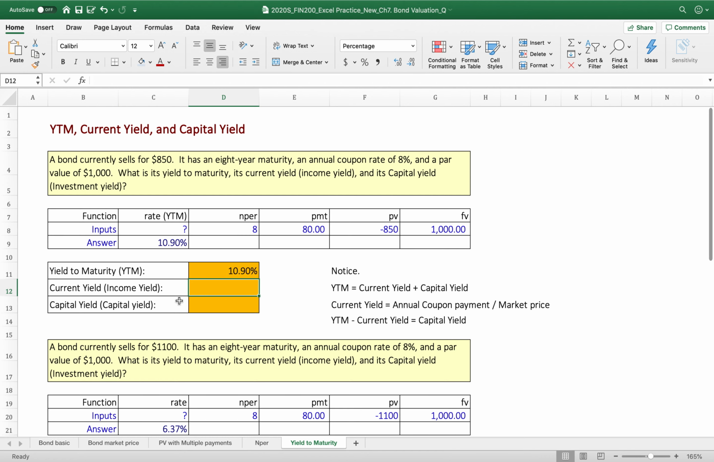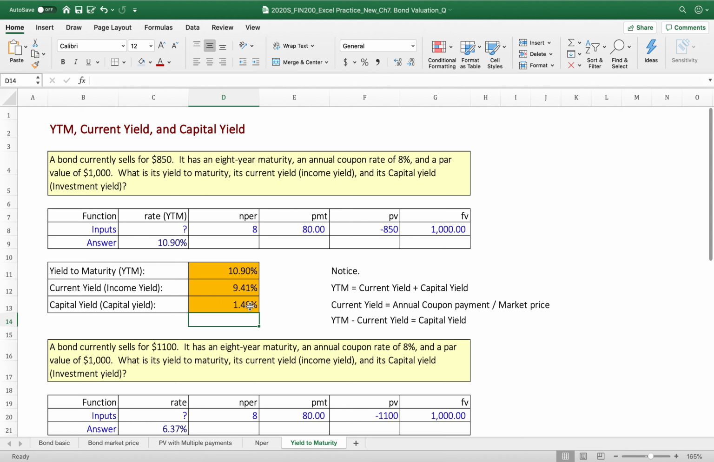10.9%. And then the current yield. How do you get the current yield? The current yield is the coupon amount, which is fixed, divided by the purchase price. That never changes. So here, $80 divided by how much is the price? Okay, 850. So 9.41% is the current yield. Then the capital yield is just the difference between the two.